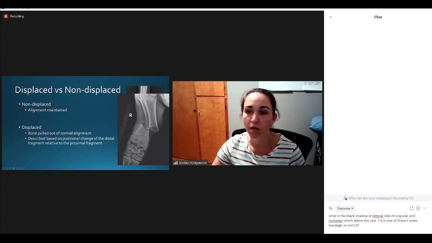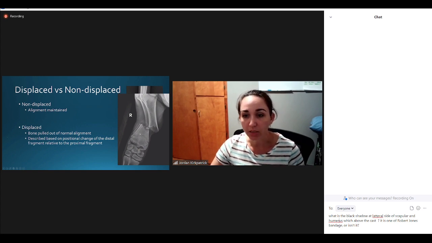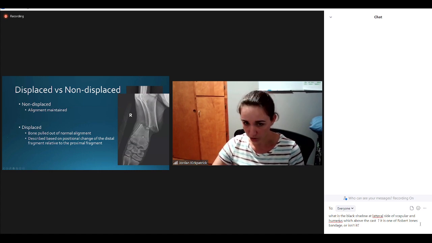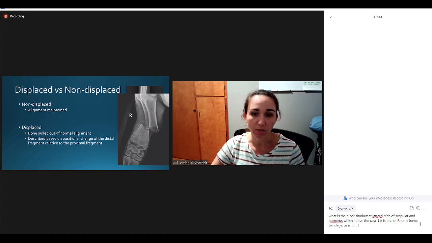portion of the radius. When you describe these fractures, you describe the displacement based on where the distal portion of the bone is in relation to the proximal, not proximal in relation to distal. So for this fracture, just based on this view, I would describe the radius as being laterally and proximally displaced, because that's what the distal portion is doing, if that makes sense.